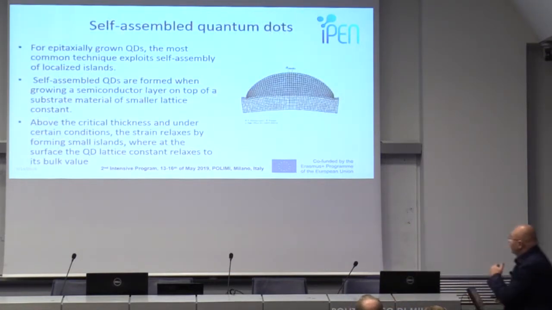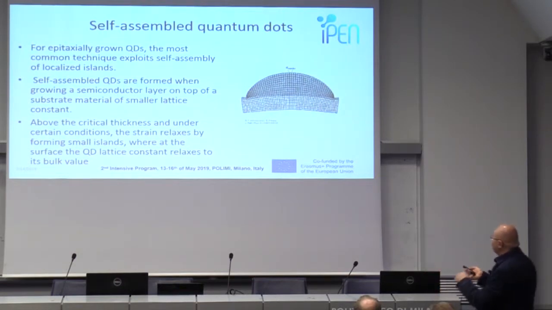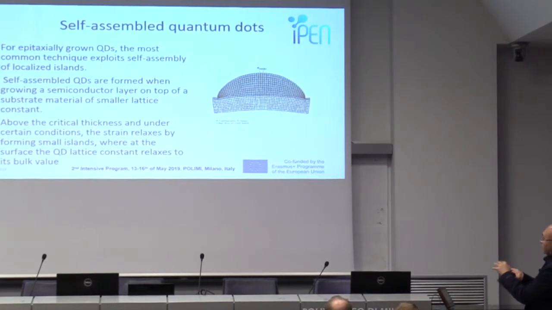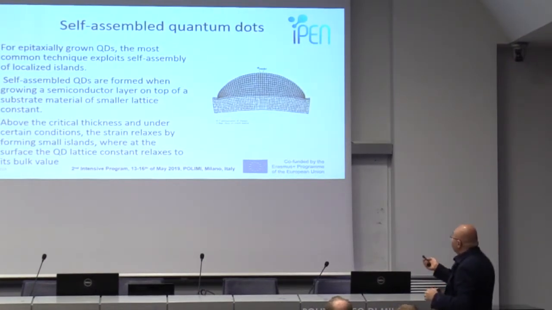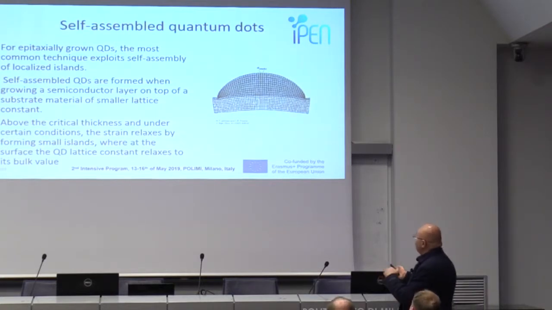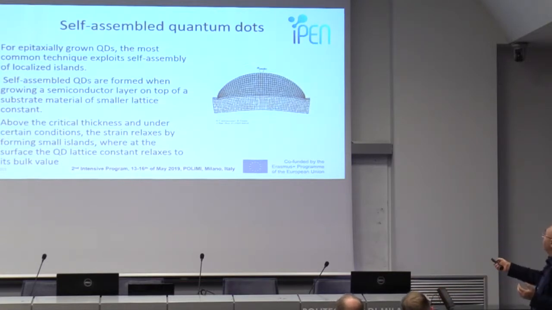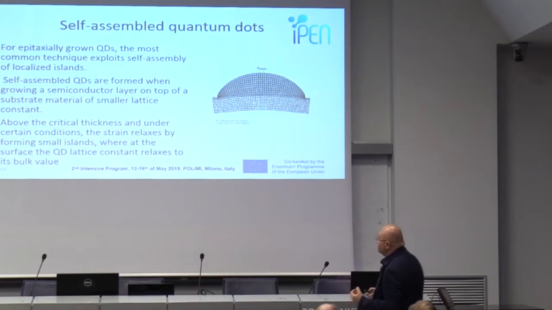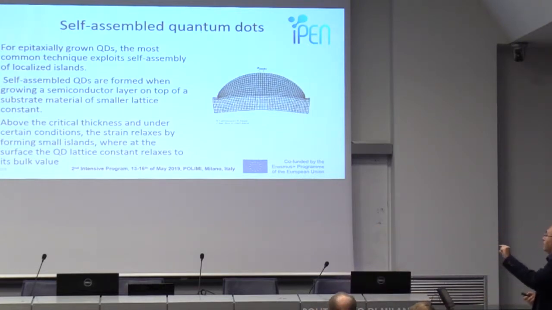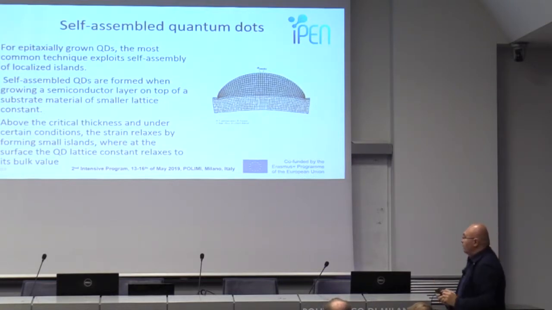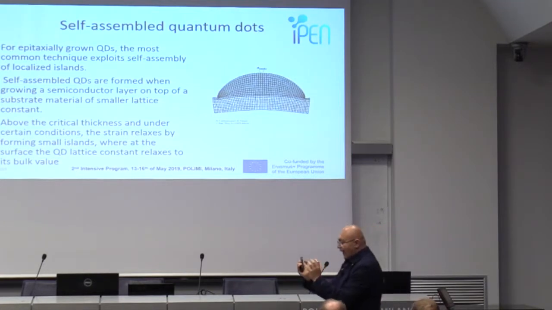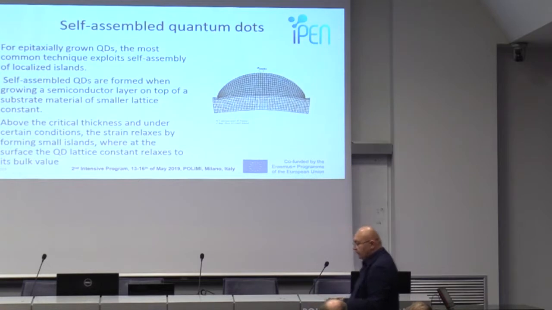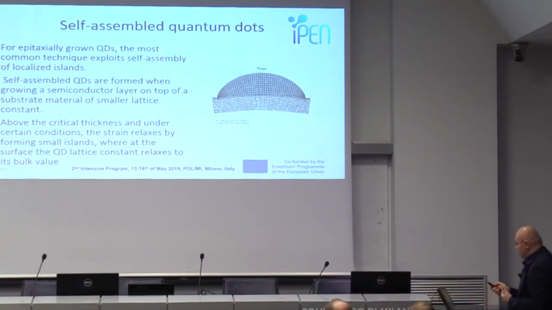So for example, for self-assembled quantum dots, we are growing one material on the other material, on the substrate. The lattice constant of the substrate is different from the quantum dot material lattice constant, and in certain conditions, for a certain width, the material will collapse into spheres or other forms, and we will get islands of this material on the substrate. These islands are the quantum dots.